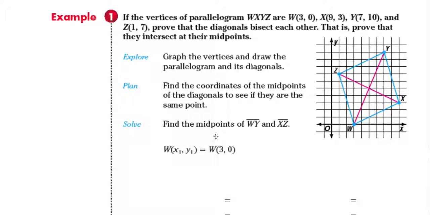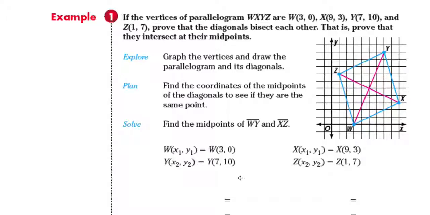So first, we get point W, x sub 1, y sub 1, which in this case is (3, 0). It lies on the x-axis. Our point X would be (9, 3). Our point Z is (1, 7), and finally our point Y will be (7, 10). So first we want to find the midpoint of segment WY.